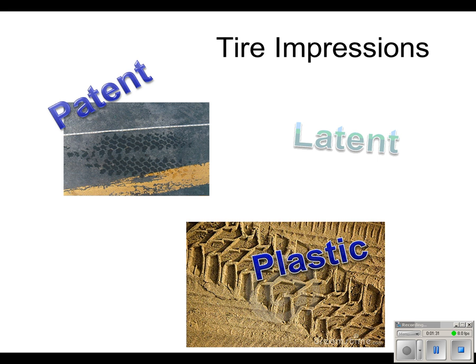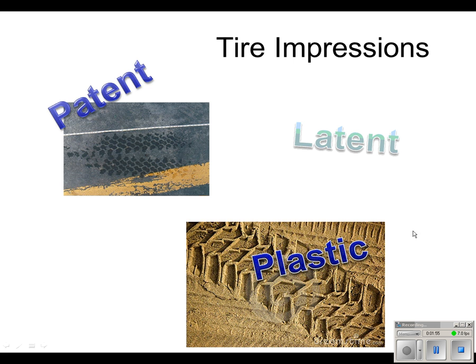Now, talking about plastic prints a little bit more, we can think of any surface that's going to leave this 3D impression. So sand, mud, snow, okay, somebody's lawn, if you think about that. And in looking at tires, there's a lot of different information that needs to be gleaned.